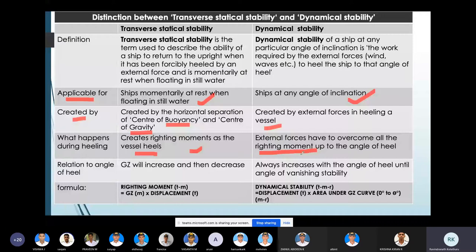Now here in this case, GZ will increase and then decrease, since it is going to form a graph. But as the external forces keep on increasing, your vessel will continue to increase in angle of heel until the angle of vanishing stability. Angle of vanishing stability is when something called capsizing happens. It reaches a peak value. After that, there is no movement and your vessel starts capsizing.